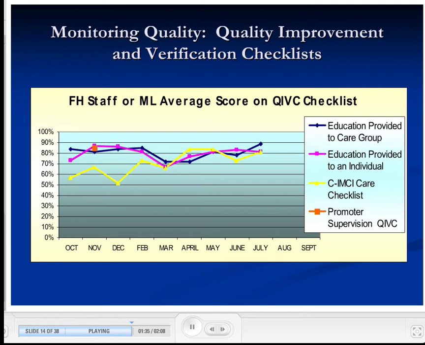There's also a checklist on providing education to individuals, like when a leader mother is giving an individual talk in the home and going through her flip chart. That shows the quality of that. Another one when they're doing health promotion in the care group itself, when the promoter is doing it. That's the dark blue line. And then another one for the supervision that's being offered to that promoter. So those are just some of the different key processes that we monitor and use that checklist to try to improve that quality over time.